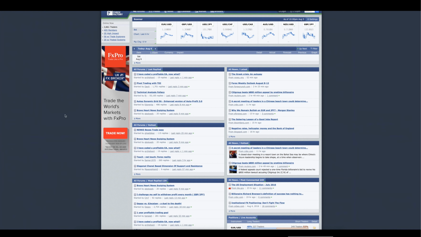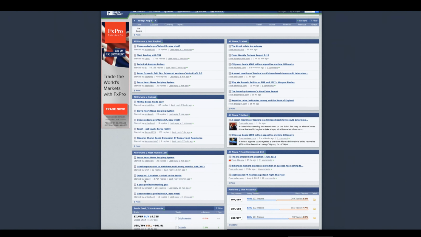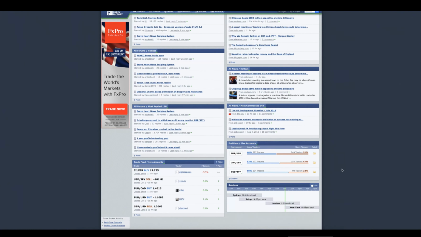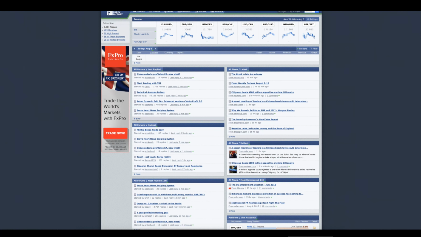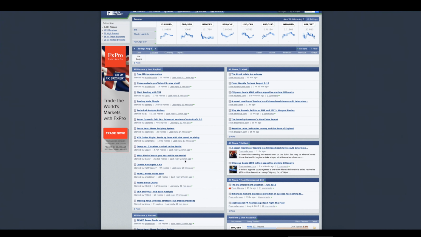So forums, as you can see here, I've literally just come onto this web page now, and I have coded a profitable EA. Now what? Brave New Heart News Scalping System, enhanced version of Auto Profit 3.0. All of this nonsense. What else we got on here? Diagonal channel-based dimensions of support and resistance. Guys, what I'm trying to say is, these are the people who hang out in forums. These guys are not profitable traders.